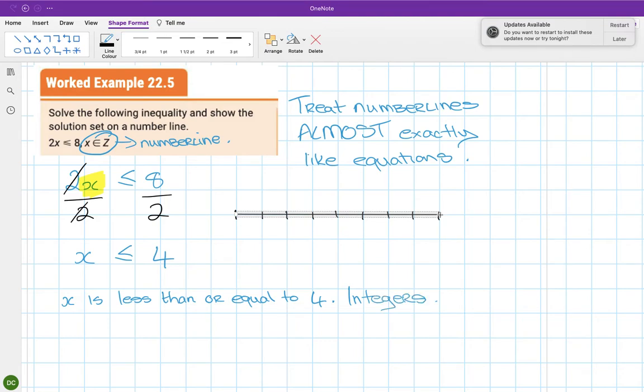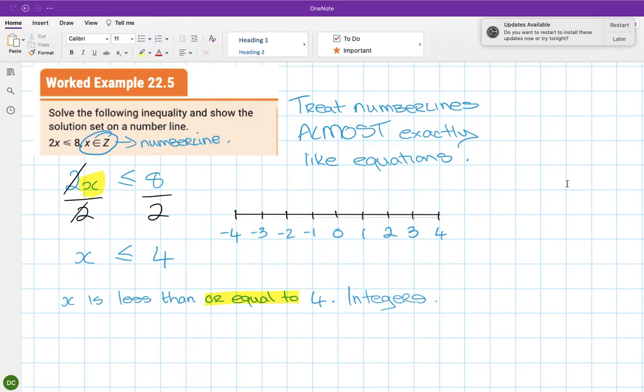Okay, so if we're doing less than 4, it means we're going to be moving to the left. So we're going to put the 4 on the right. So I go 4 and I do numbers less than 4 until I've completed my number line. Okay, it does have or equal to, so I will include the 4, and then numbers less than 4.